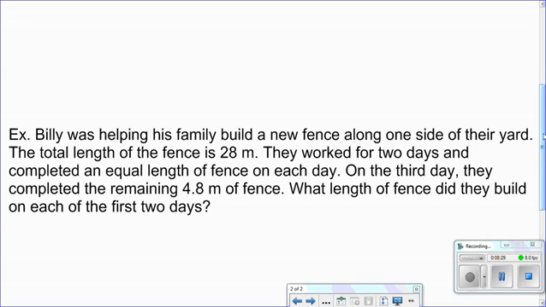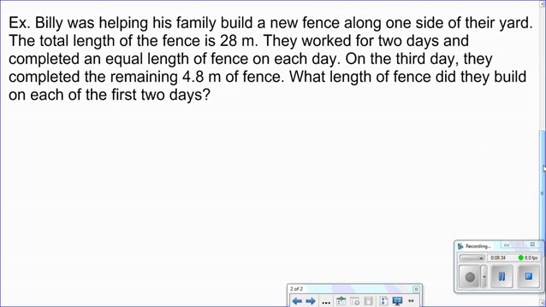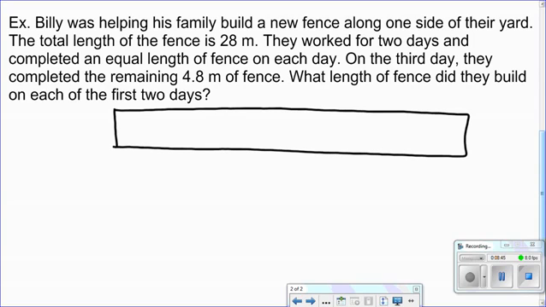All right, last one. For this example, I would recommend drawing it out. So it says Billy was helping his family build a new fence along one side of the yard. So I'm going to draw a fence. Okay. The total length of the fence is 28 meters. So I'm adding to my drawing as I go. So 28 meters.